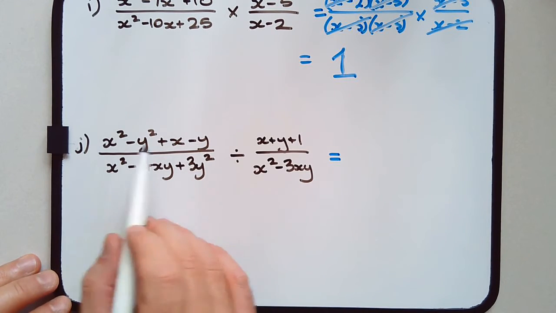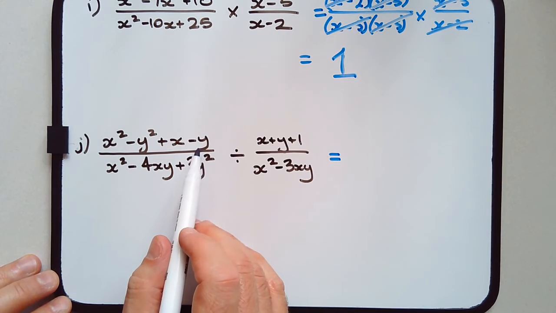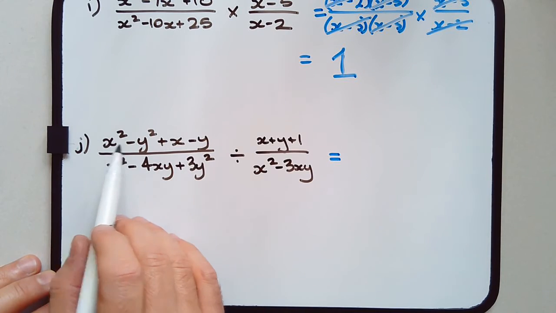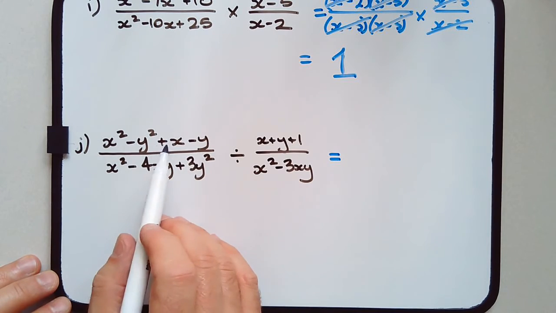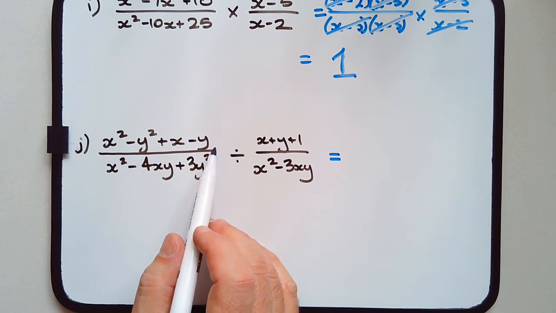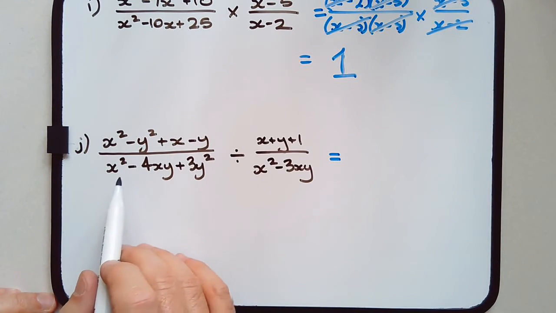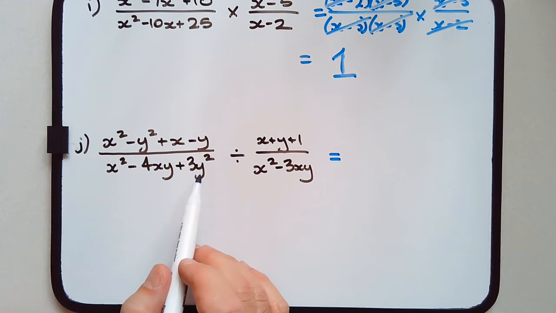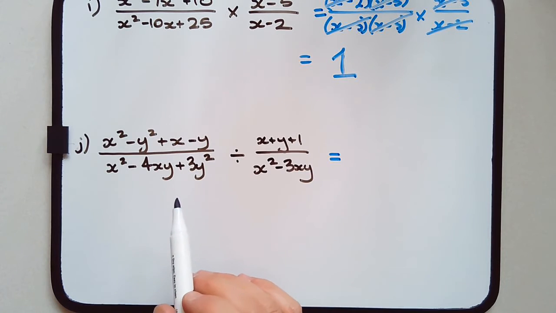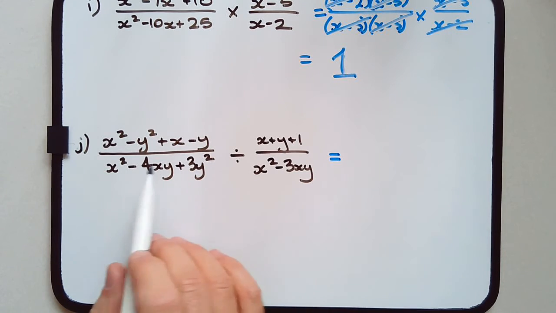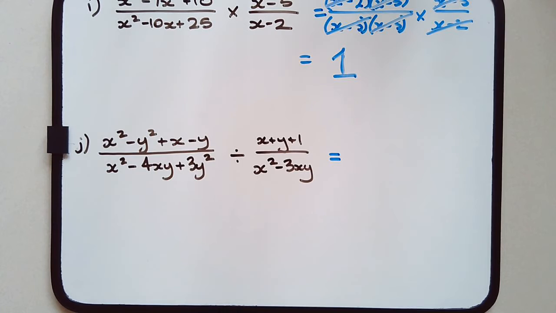What do you think that is? 4 terms. That's a quadrinomial, so we're going to group in pairs. x squared minus y squared, plus x minus y. There's a difference of 2 squares here as well. And you've got x squared minus 4xy plus 3y squared. This one is a quadratic of sorts. So again, let's see what we can do about that one.